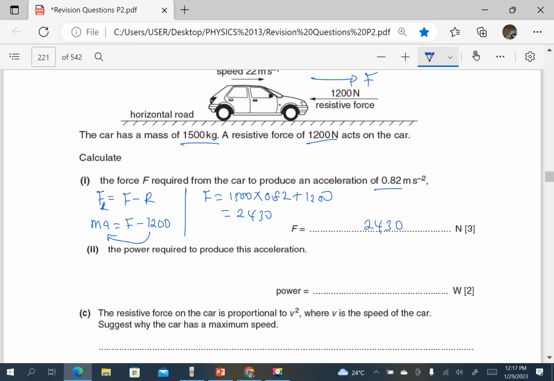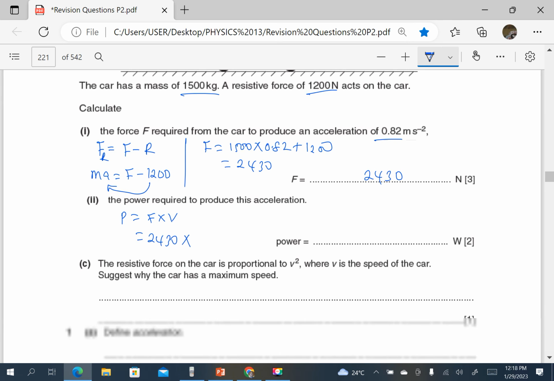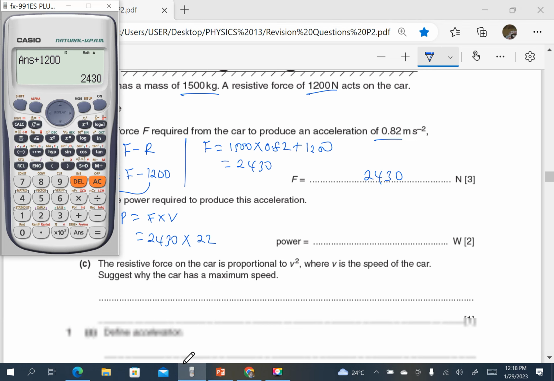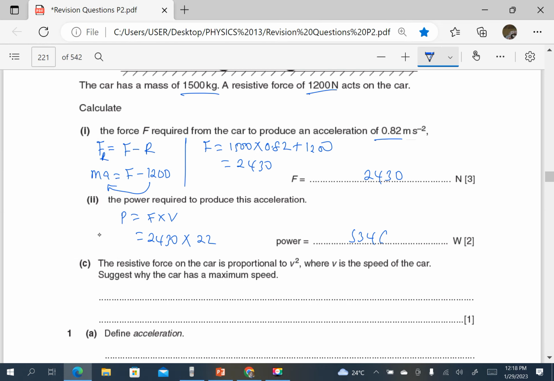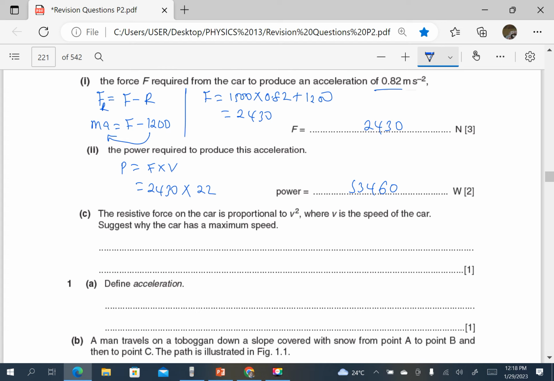Then the power required to produce this acceleration. Now power is easy. Power is force times velocity, which is the force 2,430 times the speed, which is 22. That gives us 53460 watts. Then the resistive force on the car is proportional to V squared, where V is the speed of the car. Suggest why the car has a maximum speed.